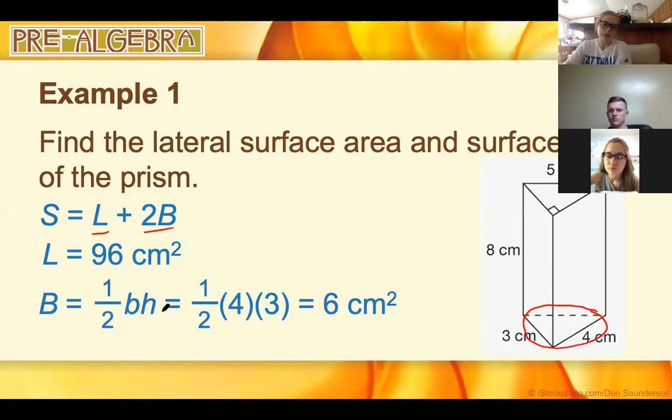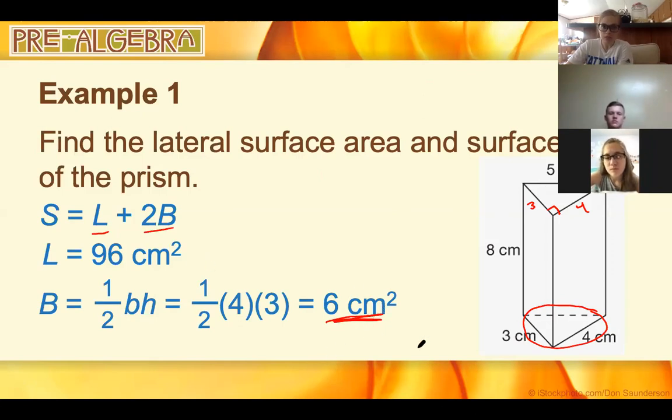What is the base and the height of the triangle? Well, notice up here, this gives us a right triangle. So this piece right here is 3. This piece is 4, therefore 4 is the base, 3 is the height. The area of my triangle, the area of my base, is 6.